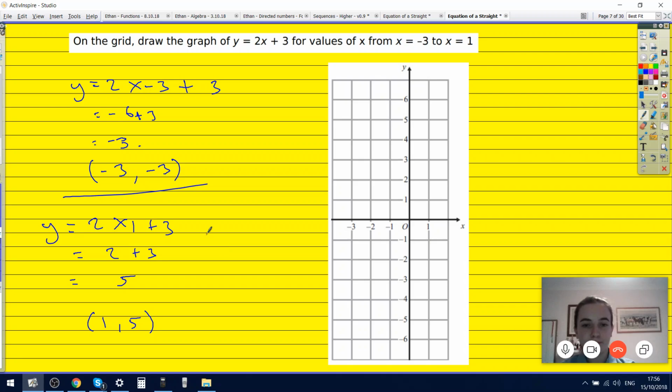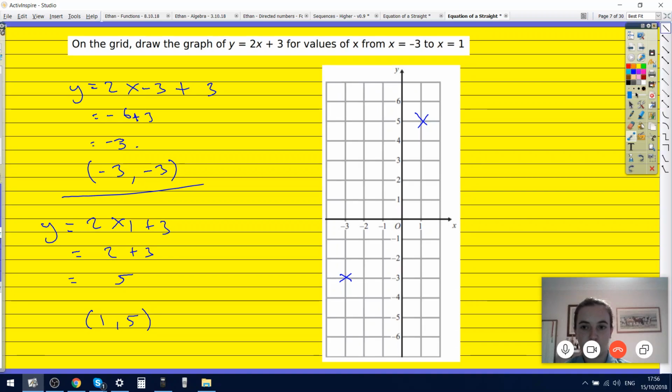And then on the graph it's minus 3, minus 3, and then 1, 5. And finally, join the points. Any questions there? Nope.